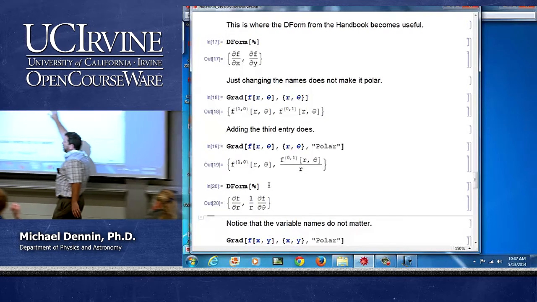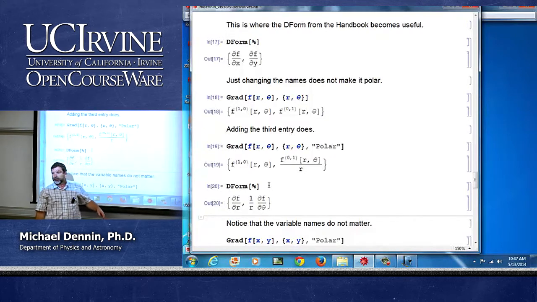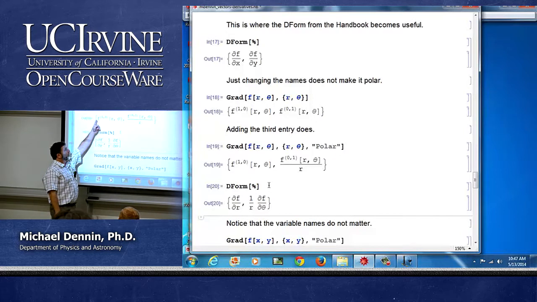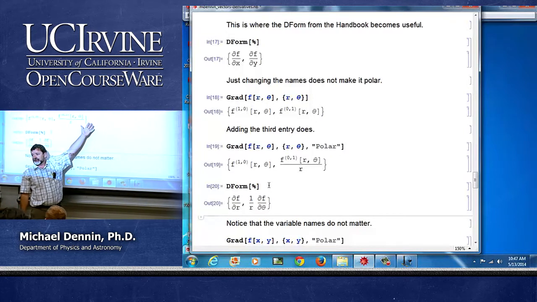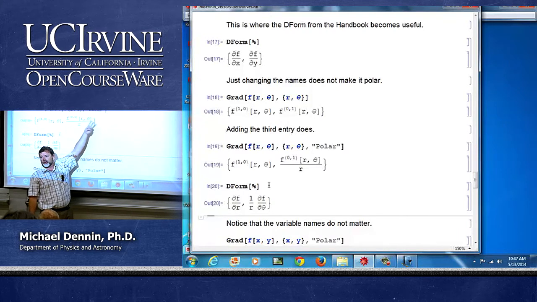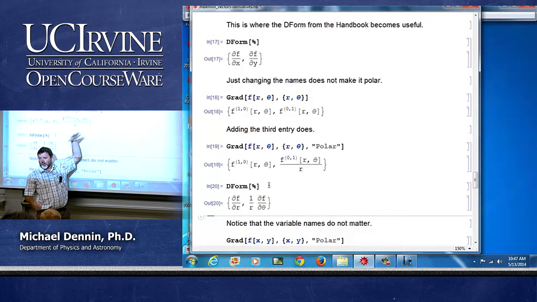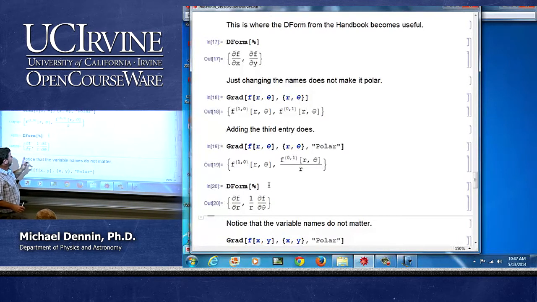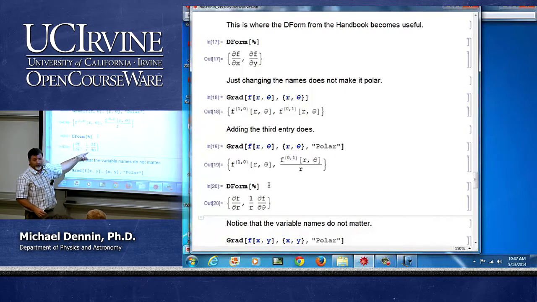You used to not be able to do this. You used to have to be more careful and clever with doing gradients. But now it has a list of standard coordinate systems. It has a coordinate system table I'm going to show you in a second. And so you can tell it polar, spherical, cylindrical. And it has a whole bunch of standard ones. Now again, so now we get it, DFDR, 1 over R, DFD theta.